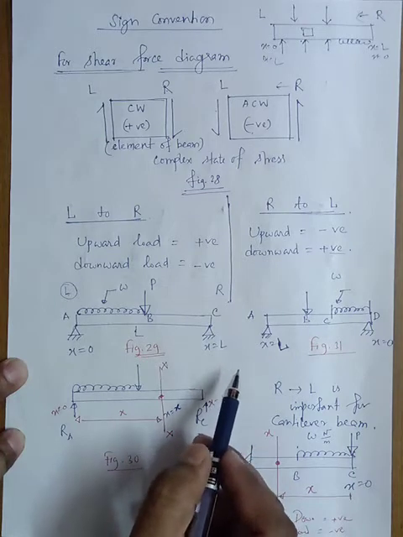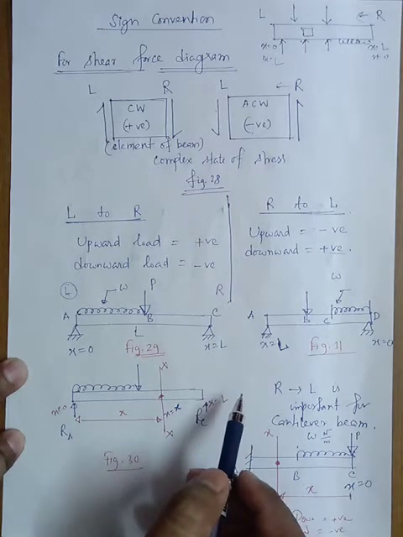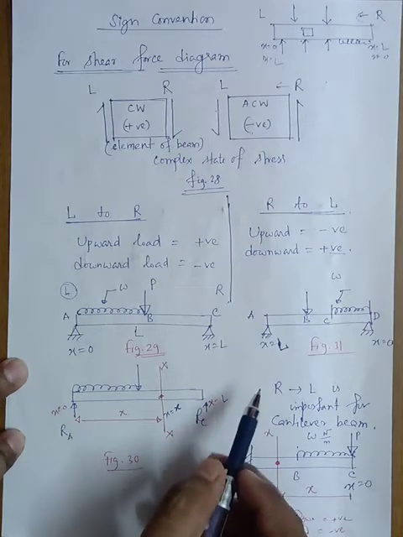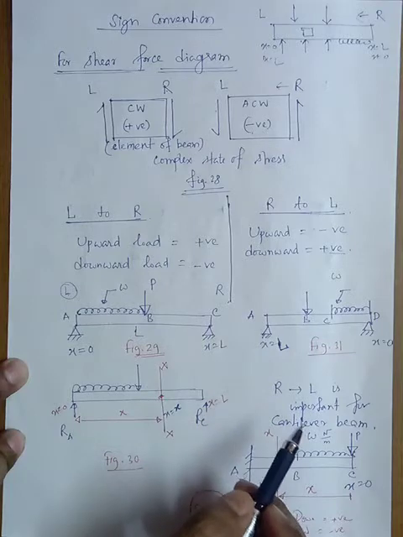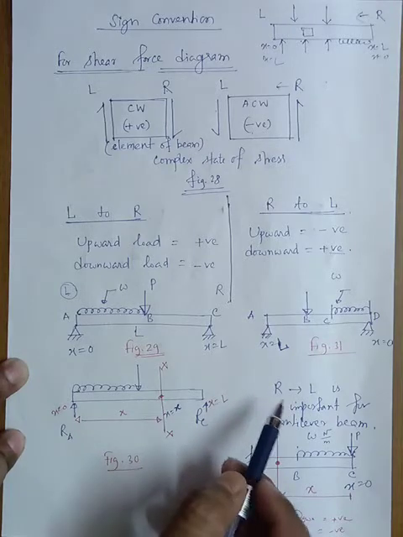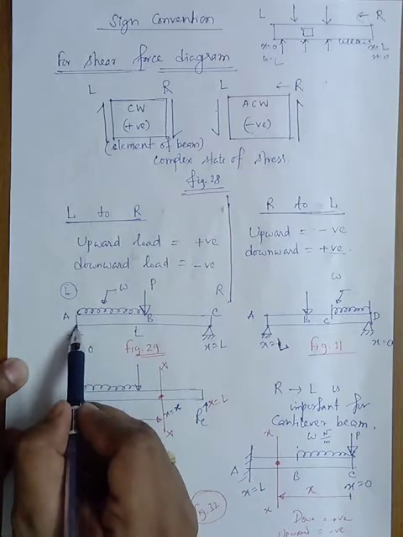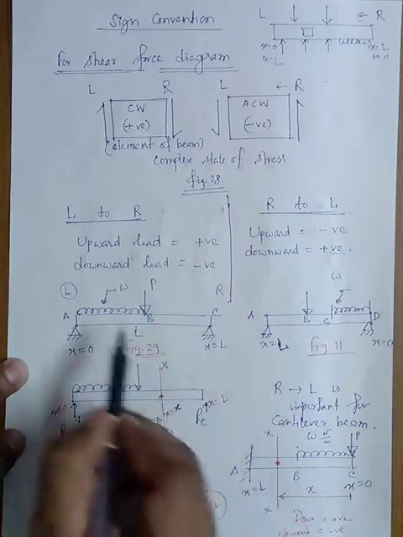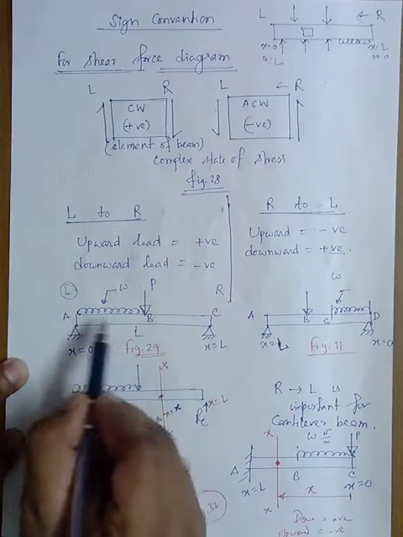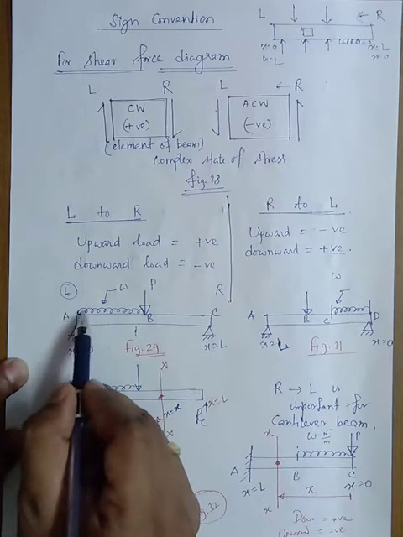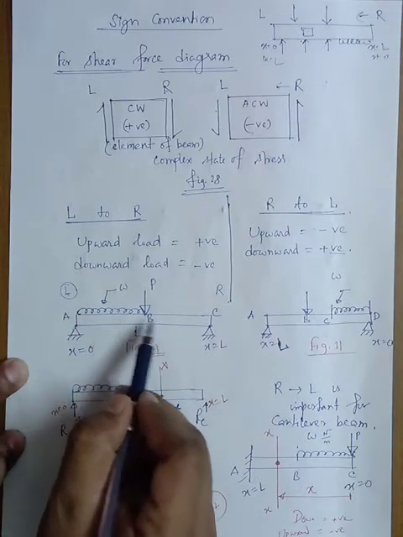Here we are not going to calculate the value of the shear force, I just want to see the sign convention of the forces. This will be covered later when we will be drawing the shear force diagram. Here there are three distinct points A, B and C. From A to point B there is a downward load, that is the UDL, uniformly distributed load.